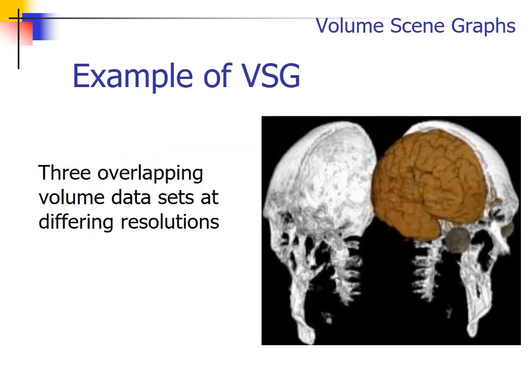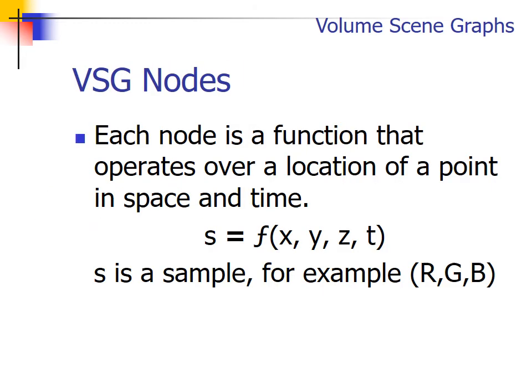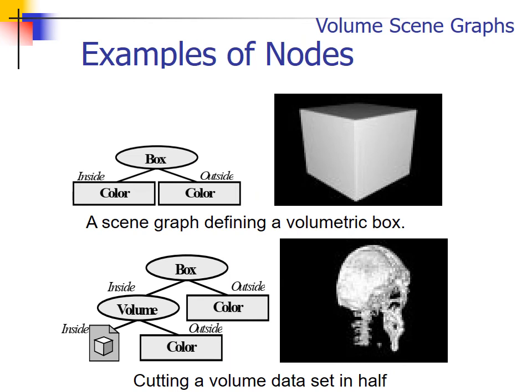This is an example of volume scene graphs. Here are three overlapping volume datasets at different resolutions. Each node in volume scene graph is a function that operates over a location of a point in space and time. S is a sample. It can be, for example, a tuple of colors, red, green, and blue. The examples of nodes you can see on this slide.